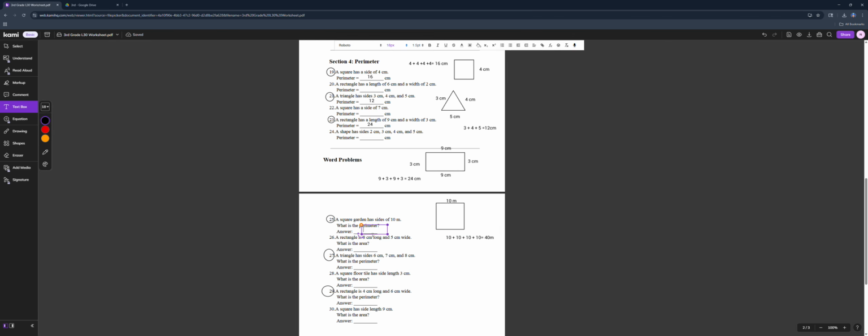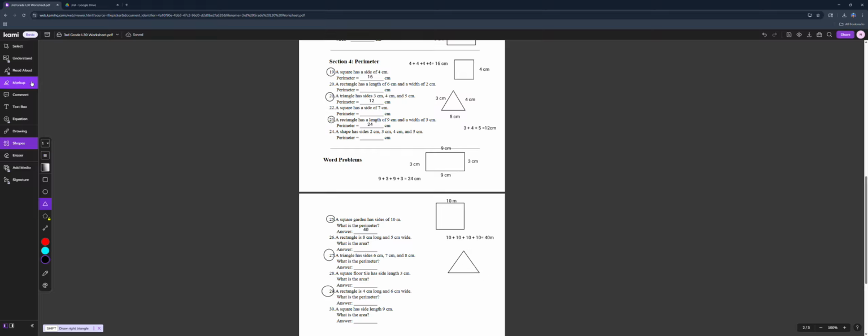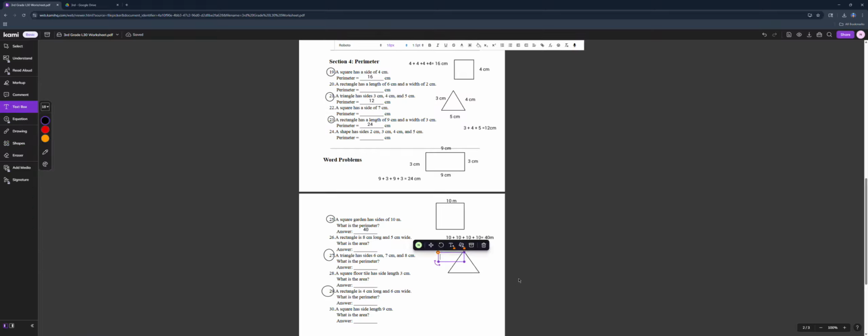Then you have number 27. A triangle has sides of 6, 7, and 8, and it'll just look like this: 6 cm, 7 cm, and 8 cm. To find the perimeter of the triangle, we just add all 3 sides up, so we're just doing 6 cm plus 7 cm plus 8 cm, and that would equal 21 cm.